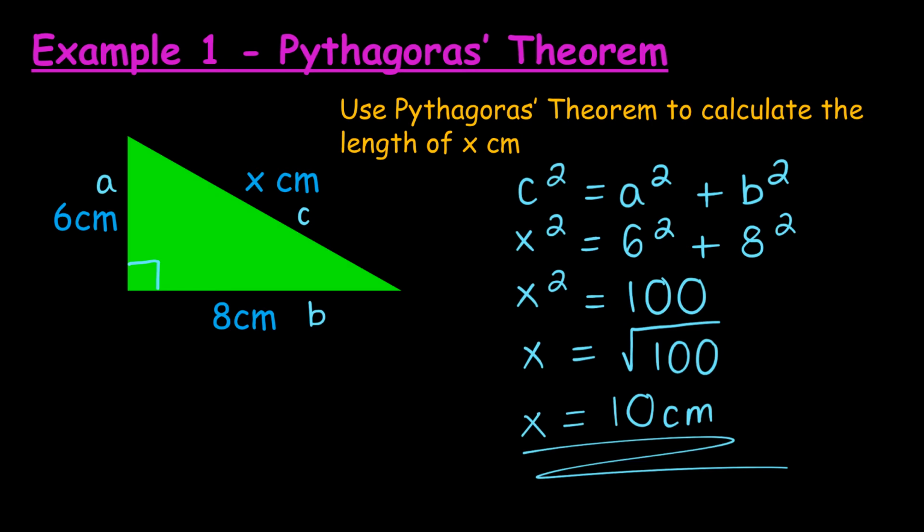So copy down the formula, substitute your numbers in, find a value for c squared or x squared, show that you're taking the square root of it, and then show your answer with units.